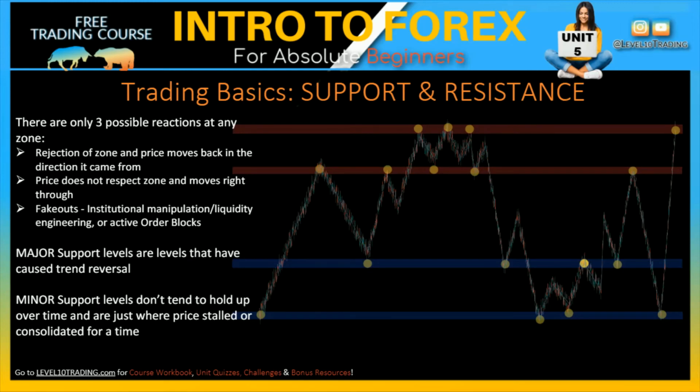But in looking at support and resistance, just know that there are 3 possible reactions at any zone: rejections, no respect, where price just blows right through, and a fake out where it does respect, it does reject, but first it's going to get a lot of liquidity engineering or some manipulation in there, or your zone could truly be off and maybe the zone is actually right here instead. And so your zone is off.